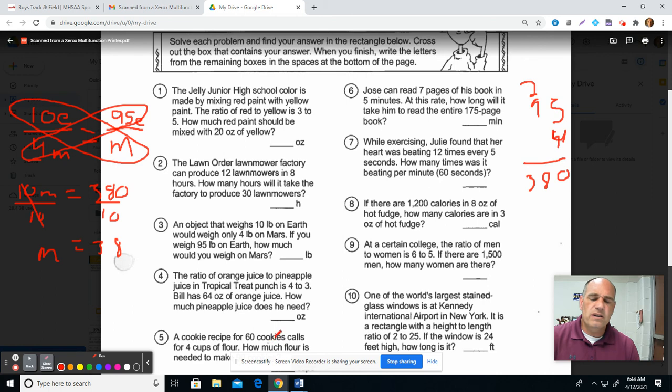So this is how we're going to set up all of these problems today. We're going to write down our true statement as a ratio, write down our other ratio, put a letter in it, cross multiply, and then we solve the equation. So you've got this, and then you've got your book work today.